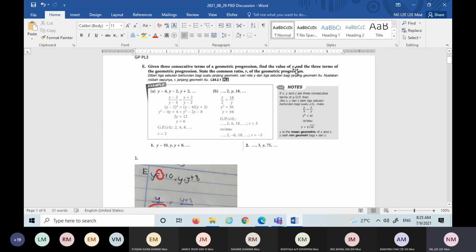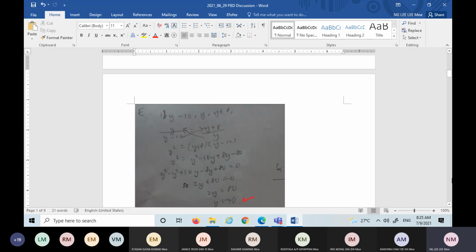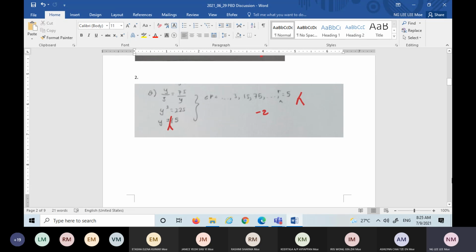First, you got to say what is y. Okay, and the 3 terms of GP. After that, you have to list out the GP. State the common ratio R. After that, lastly, you got to write out what is the R. These are the 3 things that I will give marks for. Okay, so you didn't write out the R, then you lost 1 mark there. Okay, now we look at question number 2.